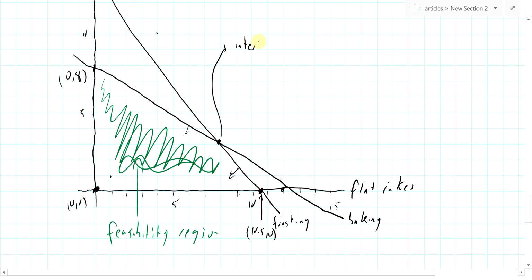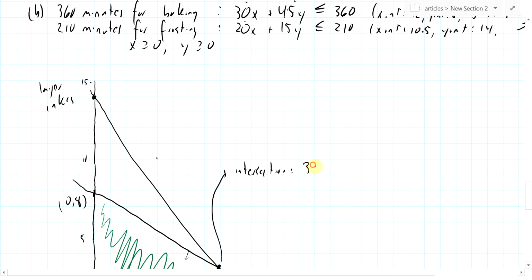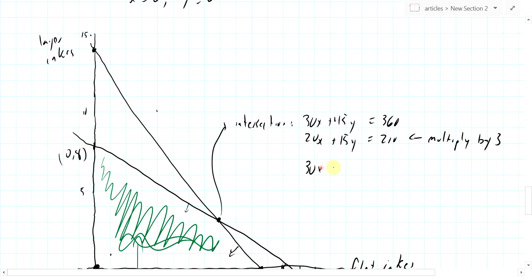So what is this intersection point? Well, again, 30x plus 45y equals 360, and we want to match the coefficients. And we'll multiply by 3, because if I multiply by 3, that'll make this 45. And then the frosting equation is 60x plus 45y equals 630. Subtract the top from the bottom.